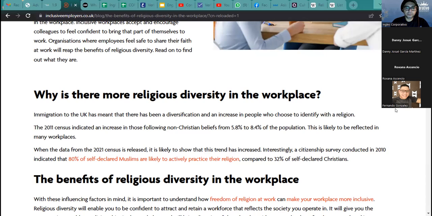Interestingly, a scientific survey conducted in 2010 indicated that 80% of self-declared Muslims are likely to actively participate in religion, compared to 32% of self-declared Christians. Very good. What do you get from this?